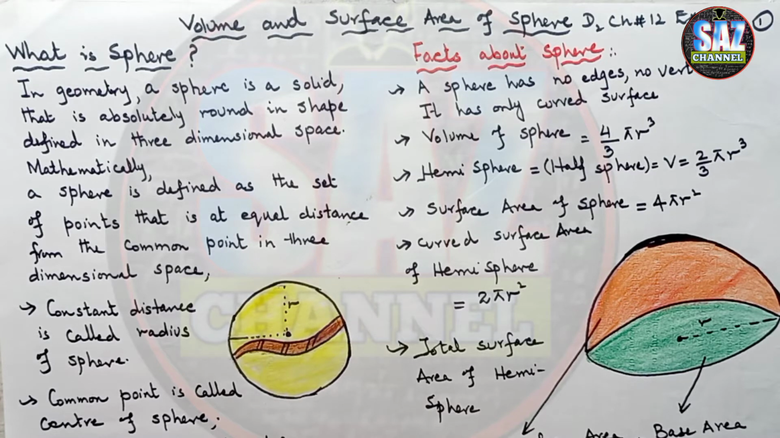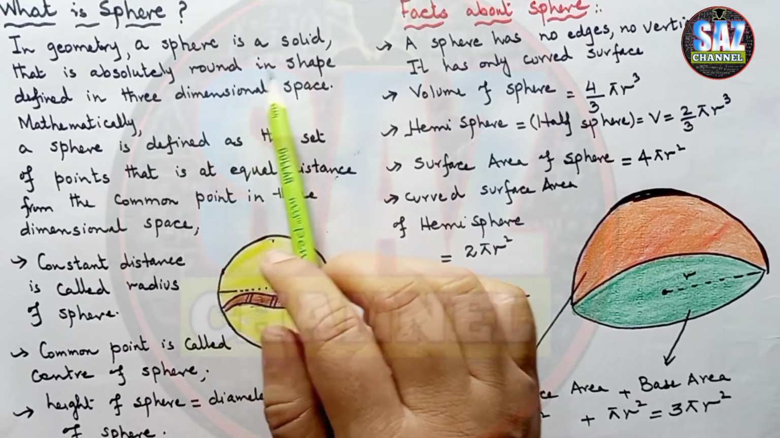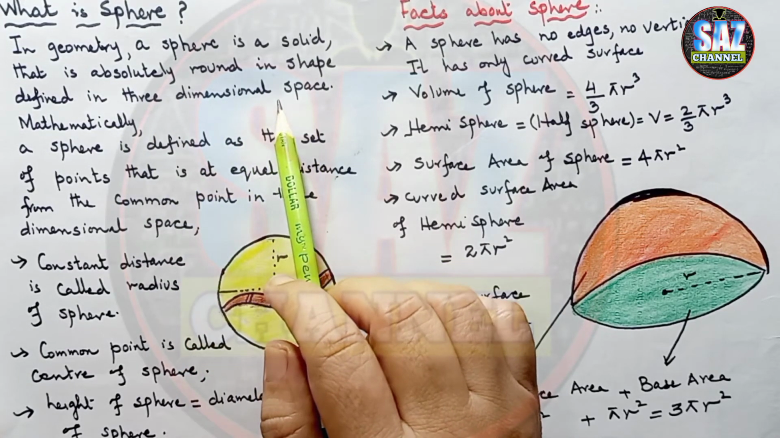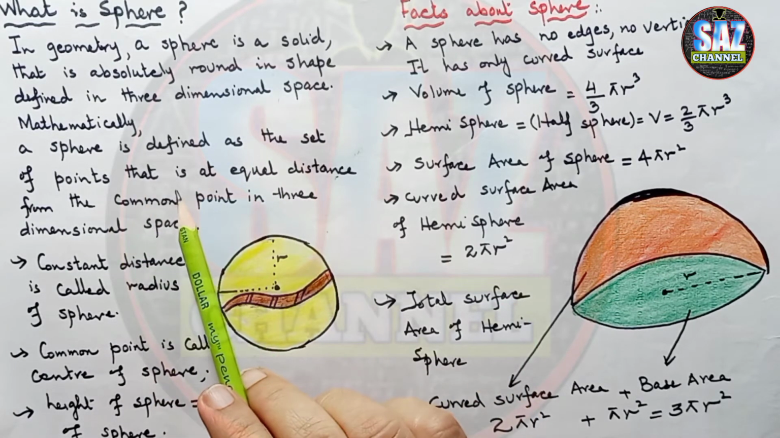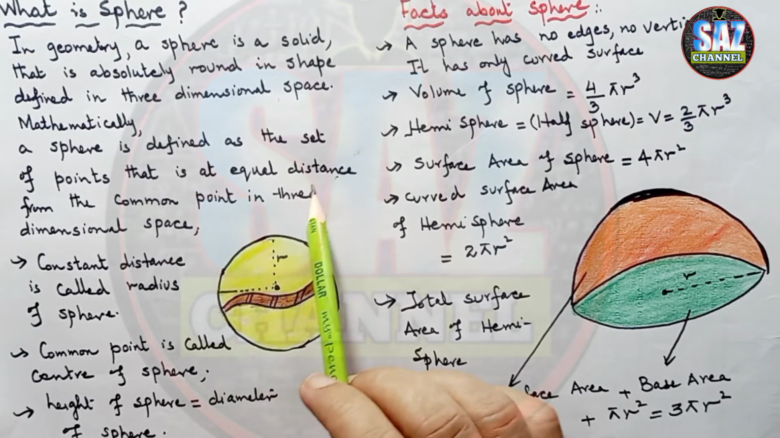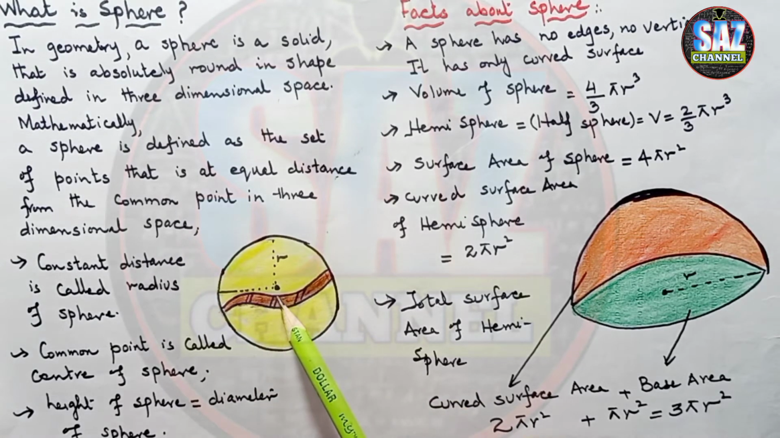So before moving to the exercise, it's really important to understand what is a sphere. In geometry, a sphere is a solid that is absolutely round in shape, defined in three-dimensional space. And if we talk mathematically, a sphere is defined as a set of points that is at equal distance from the common point in three-dimensional space. The constant distance is called the radius of the sphere, and the common point is called the center of the sphere, and the height of the sphere will be equal to the diameter of the sphere.